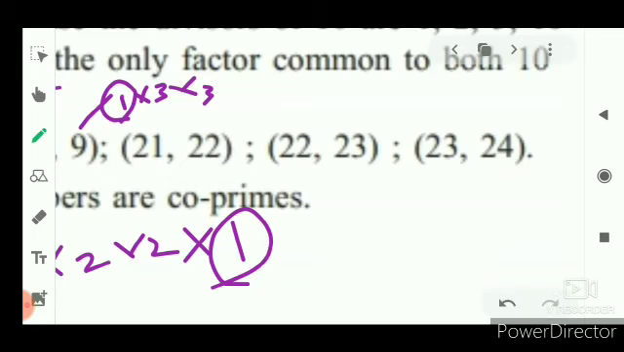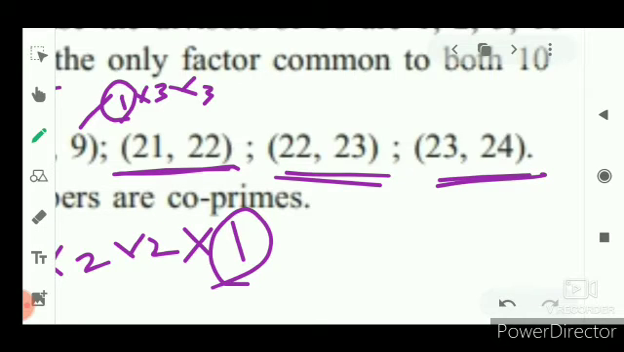In the same way, we can see 21 and 22. If we take the factors of 21 and 22, the only common factor between them is 1. Likewise 22 and 23: the only common factor between these two is 1. Similarly, in 23 and 24, the only common factor is 1. It means that these pairs are co-prime numbers or mutually prime numbers or relatively prime numbers.